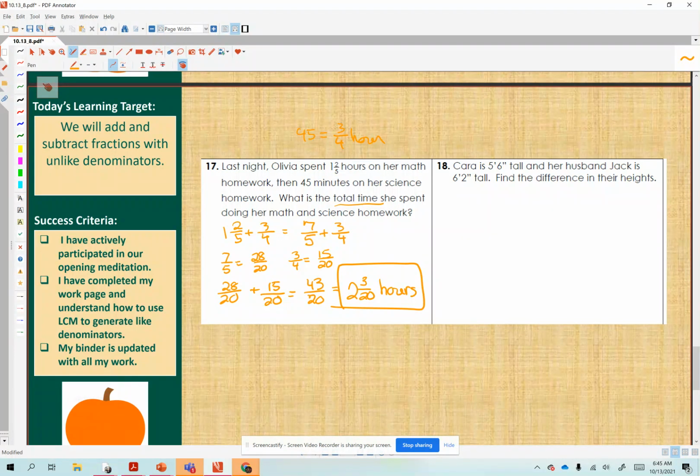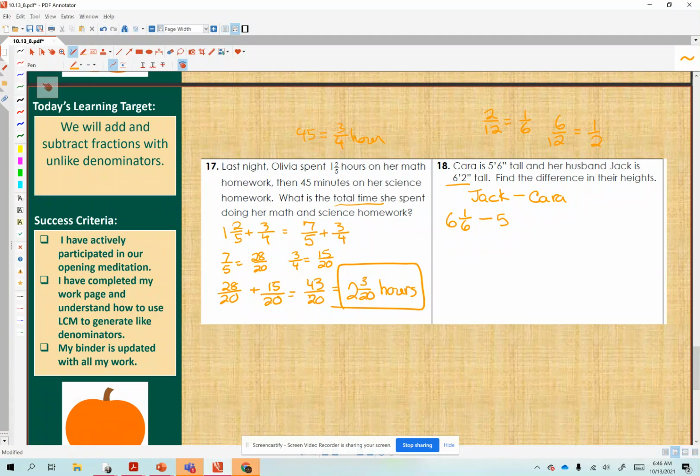So Jack is 6 feet 2 inches tall. He's taller. So it's going to be Jack minus Kara, who is 5 feet 6 inches tall. So 6 feet and 2 inches. 2 inches is 2 of 12, which we can reduce to 1/6. So Jack is 6 1/6 feet tall. Kara is 5 6 out of 12 inches, which equals 1/2.